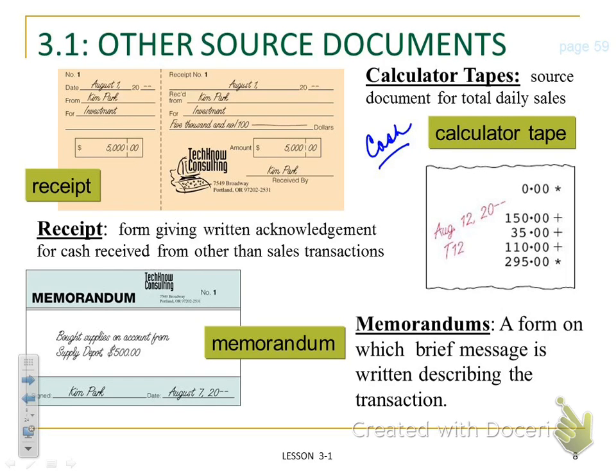Lastly, we have a calculator tape. This is the source document for daily sales. This is really, in particular, for cash sales. And you'll notice that the date is written on the sales tape, the calculator tape, as well as a number, T12, meaning tape. This is the tape for August 12th. And what this would be is the total of all the sales for that particular day. All the cash sales for that particular day.